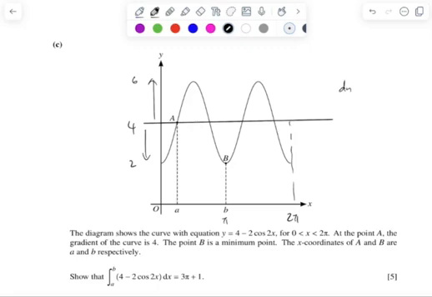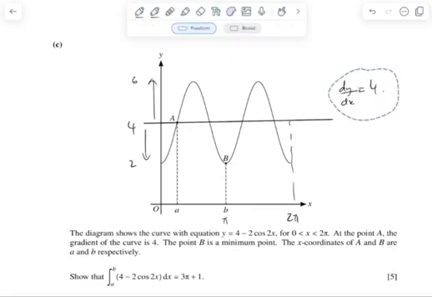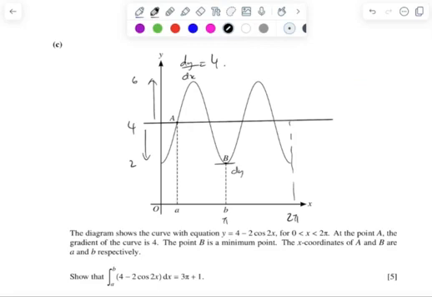At the point A, the gradient of the curve is 4. So dy over dx is equal to 4 at the point A. The point B is a minimum point, so here we've got dy over dx is equal to 0. The x coordinates of A and B are A and B respectively. Show that the integral between A and B is 3 pi plus 1.